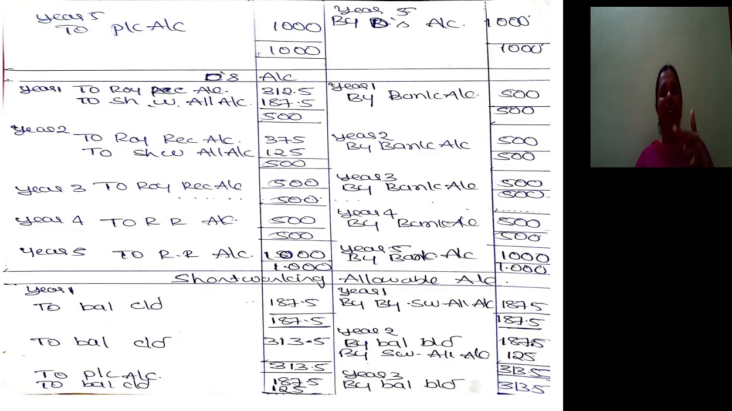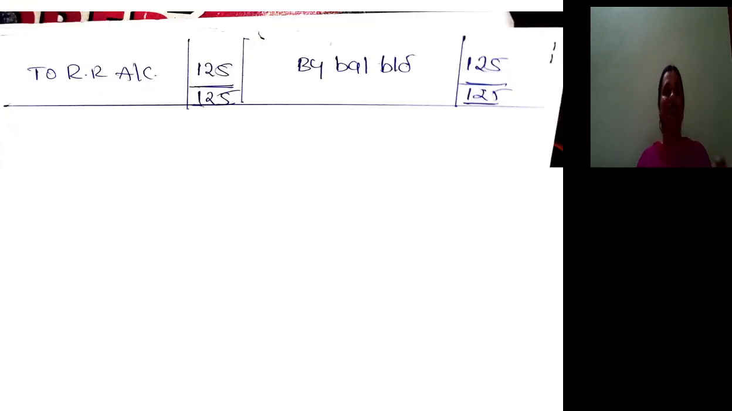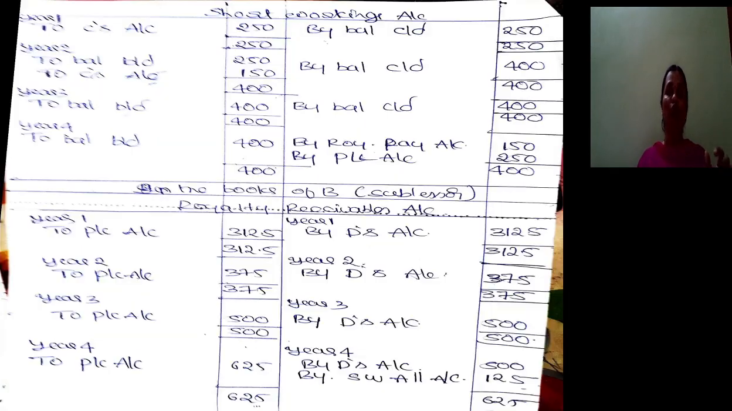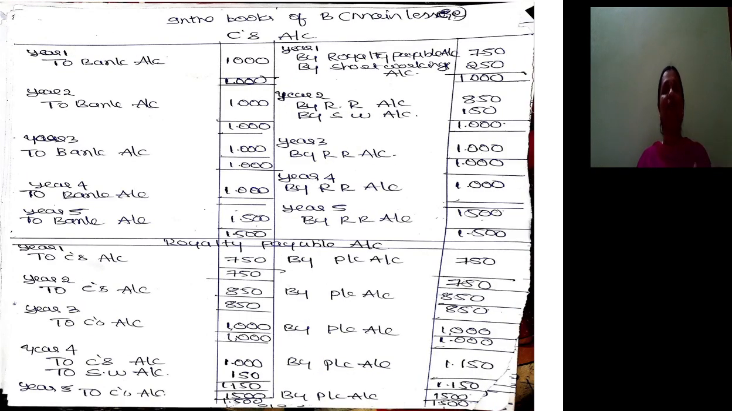Then lessor will get cash from D, journal entry: bank account debtor to lessee's account, that is bank account debtor to D's account. So D's account gets closed. Short working was already closed at the end of the fourth year itself, so nothing is there during the fifth year. So this is all about how to prepare accounts in the books of B in the capacity of main lessee and in the capacity of sublessor.